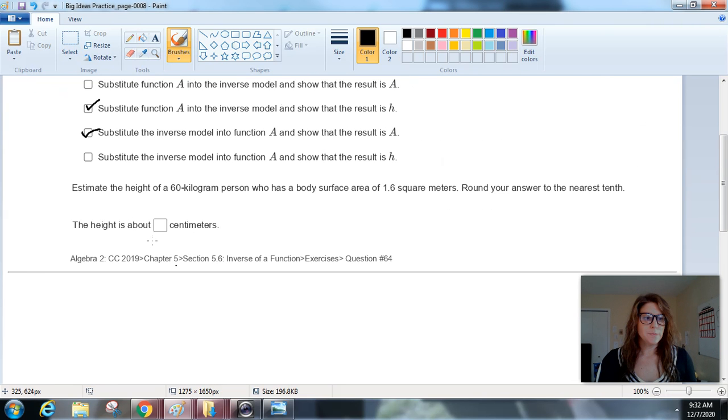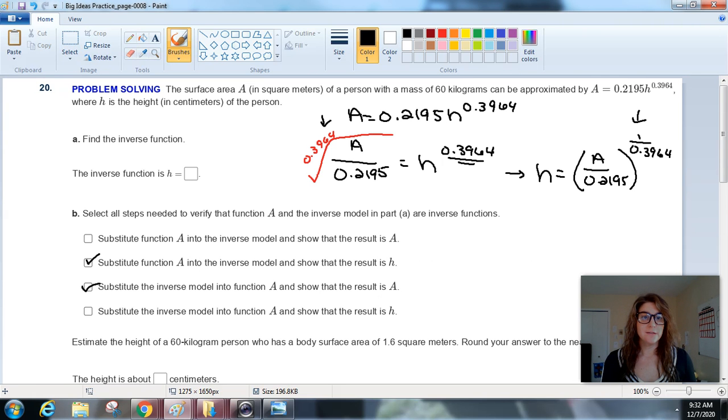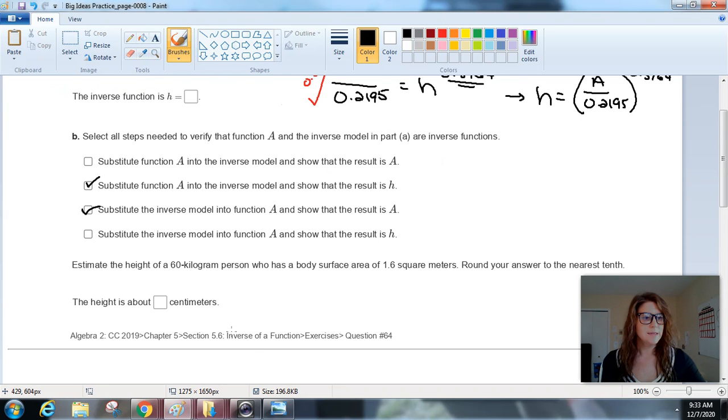Okay, and again, the last part is just about using this equation. So you would simply plug in to estimate the height, h, of a 60 kilogram person who has a body surface area of 1.6 meters. Well, you plug 1.6 in, put it in your calculator. It is going to come to about 150.1 centimeters. Okay, hopefully that cleared up some of the mistakes and errors that I saw throughout.